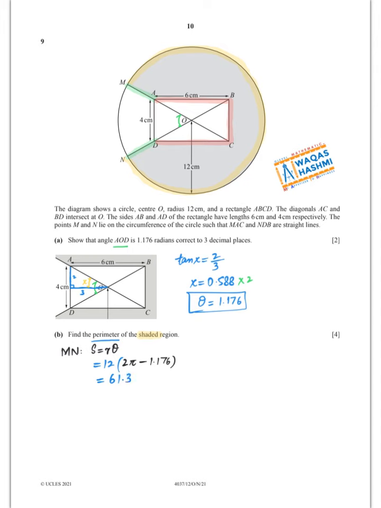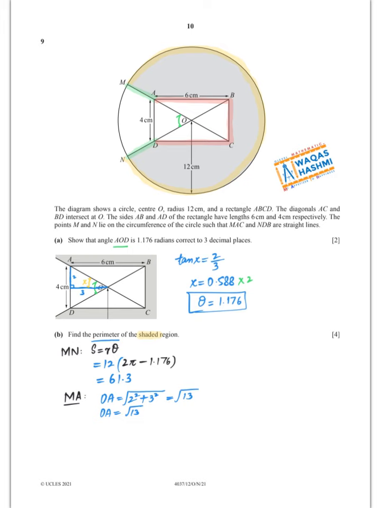After that, we need to find the length of MA and ND as well, which are both equal. So let's start with MA. We have the length from O to M, that is the radius, 12. As previously, we made the right angle triangle, right? With the help of this right angle triangle, we can find the length of OA. From the previous part, OA equals, by using Pythagoras, 2 squared plus 3 squared. 2 squared is 4, 3 squared is 9, 9 plus 4 is 13. So OA equals root 13.